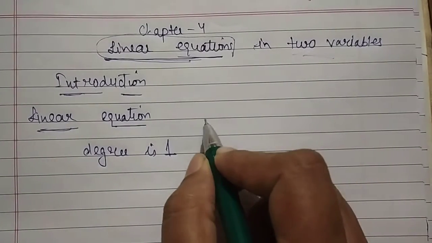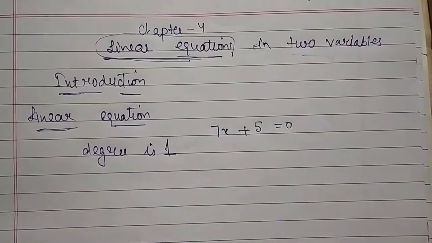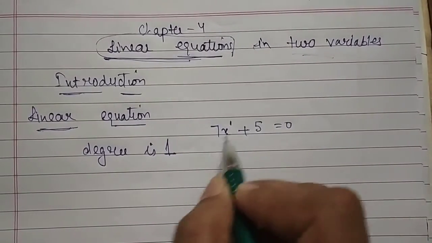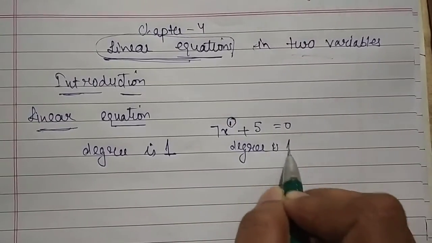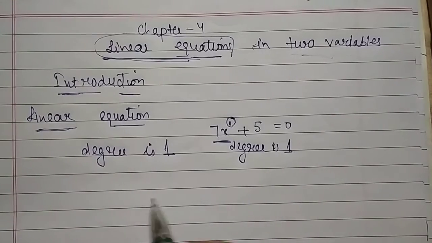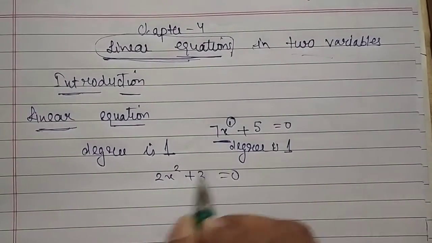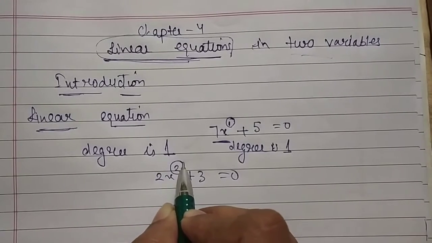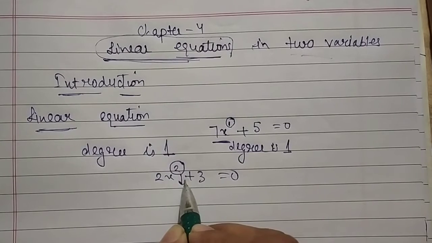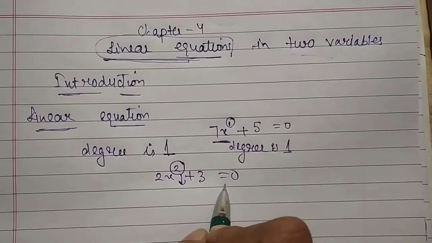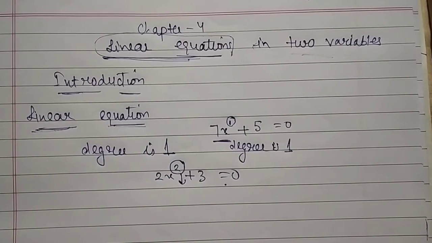Suppose I am writing the equation 7x plus 5 is equal to 0. Here the power of x is 1, it means the degree is 1. This is a linear equation. Suppose again I am writing 2x square plus 3 is equal to 0. Here the power of the variable is 2, it means the degree is not 1, so this is not a linear equation. So linear equation, I hope, is clear to all.